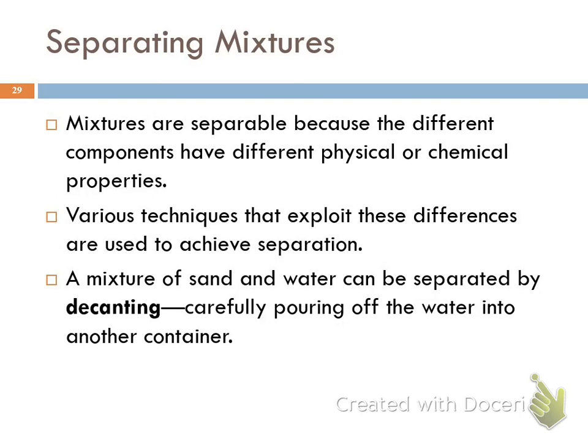Mixtures can be separated because the two or more substances in that mixture have different properties. And so we can make use of the differences in the properties to separate them. Sometimes we use different physical properties, sometimes we use different chemical properties. A very simple method of separating is called decanting, and we will probably be doing that in lab. If you have a mixture of sand and water, you can separate that by carefully pouring the water off, because you have a liquid and a solid. And if you carefully pour the water off, you can get pure water separated from the sand.